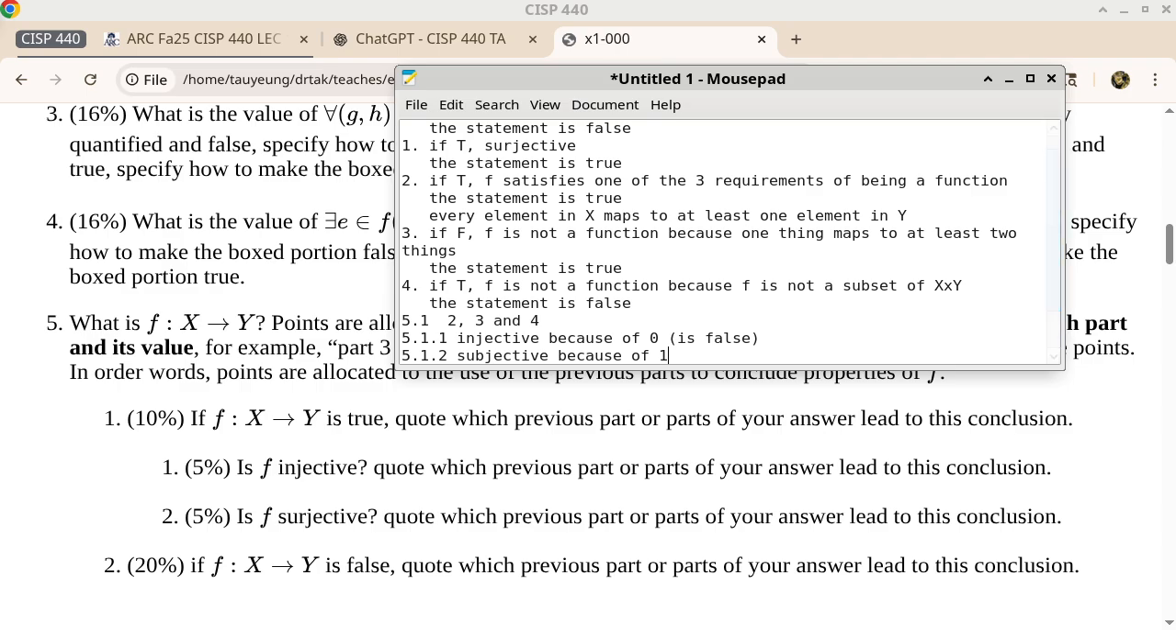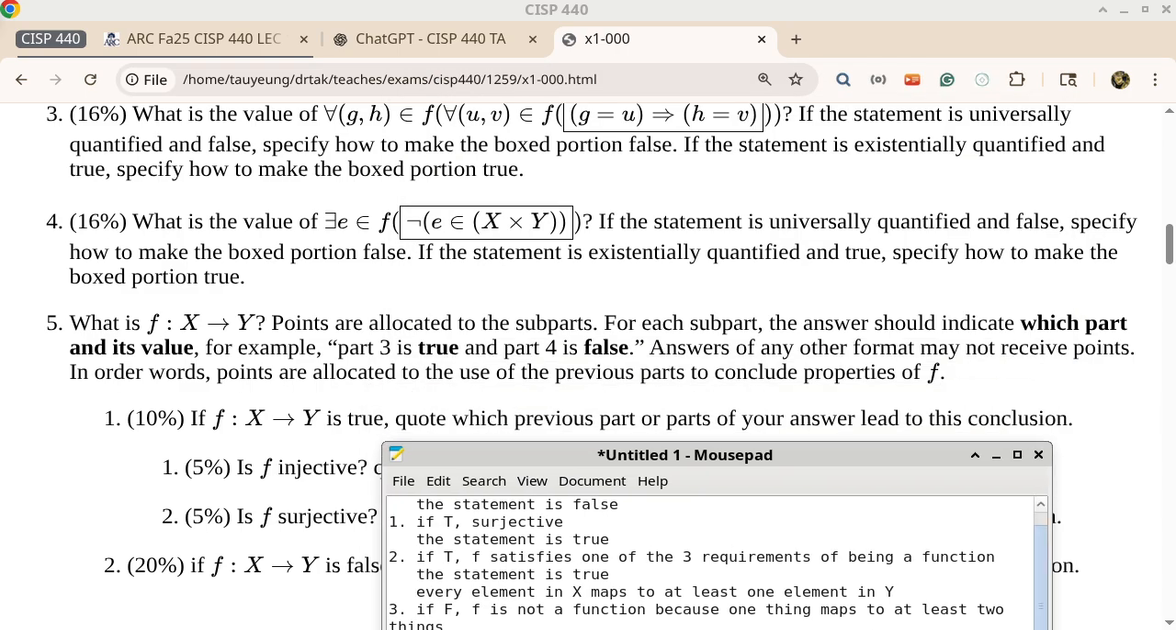Okay, so you're asking about, you mean this part here? The correct answer would be 2, 3, and 4. Yep. You get partial credit.